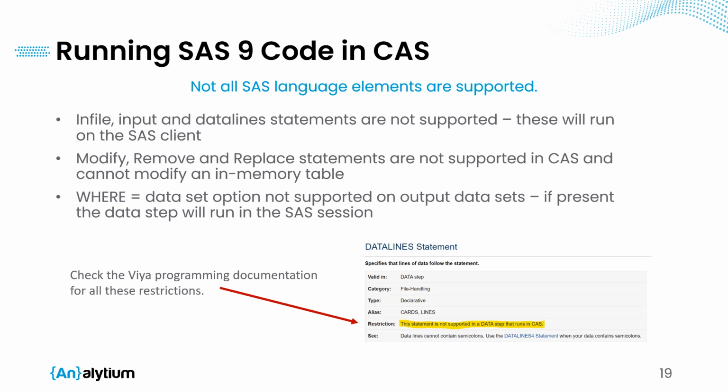Most of the time, this will just show up in the log as not running on the CAS server. It won't have that indicator saying it's running on the CAS server. Sometimes it will actually specify it and say, because that statement is present, it's running on the SAS server. You can check your Viya programming documentation for restrictions. You can see that restriction, and this statement is not supported in a data step that runs on CAS, so keep an eye out for those.